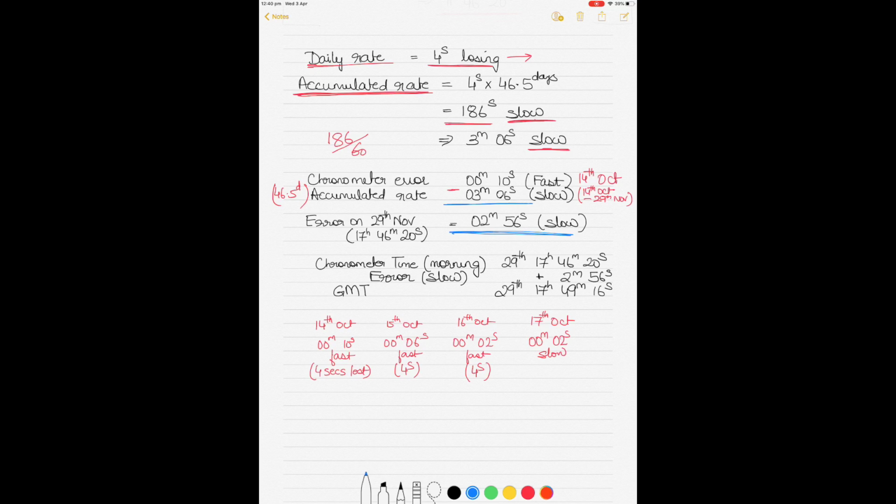So if this is your error on 29th of November, if your chronometer time on 29th of November is 17:46:20 and the error was slow, that means your chronometer is now running behind GMT. So your error should be added, and your chronometer needs to catch up. So that's why GMT is 29th of November 17:49:56, because you will add the error when it is slow. If it was fast, you would have subtracted the error, but because it is slow, you will add the error. That means chronometer is running behind GMT.